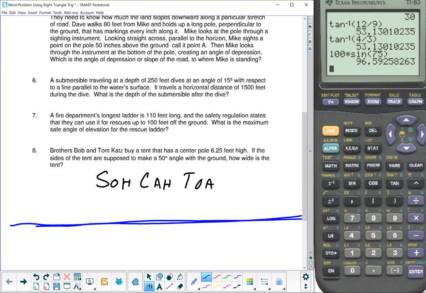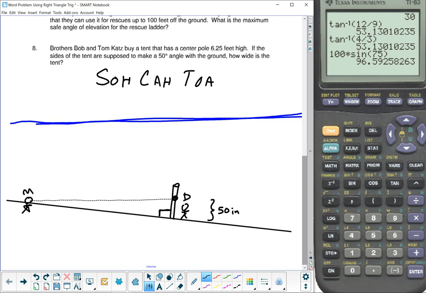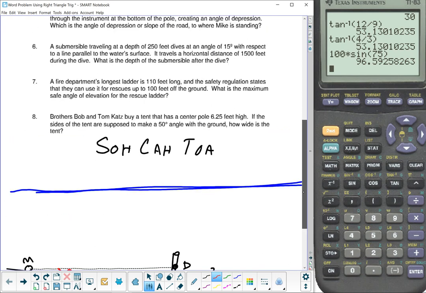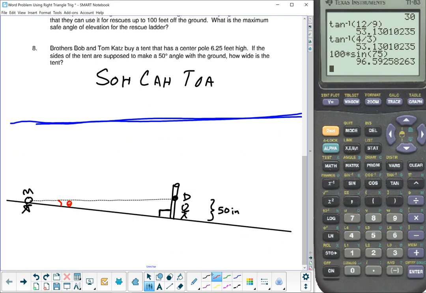I'm calling it point A. Then Mike looks through the instrument at the bottom of the pole, creating an angle of depression, which is the slope of the road where Mike is standing. When it says slope of the road, it has to be on the road itself, like this. That's why I'm making Mike on the road itself. So when he looks down, we are looking for the angle of depression. How much does he have to actually look downward? So we're looking for this angle. And one more piece of information, Dave walks 80 feet, so from here to where Dave is, that's 80 feet.